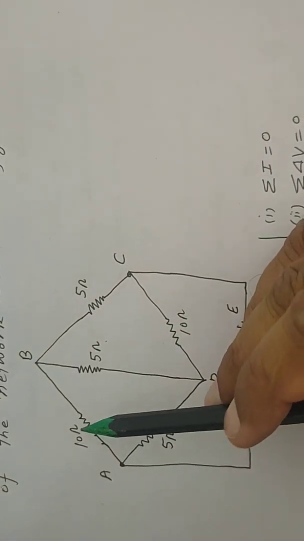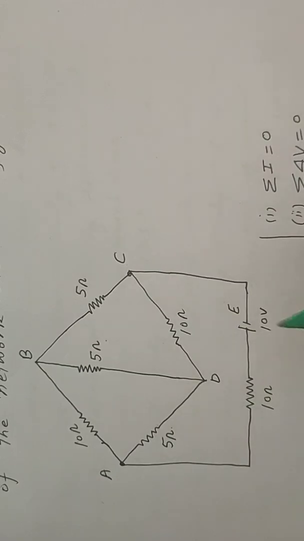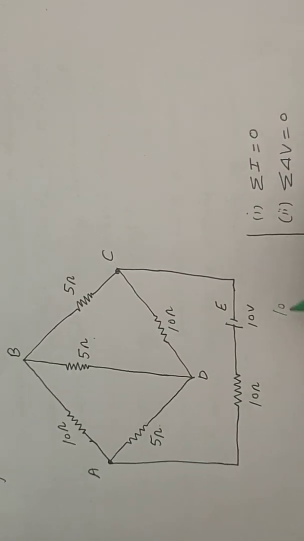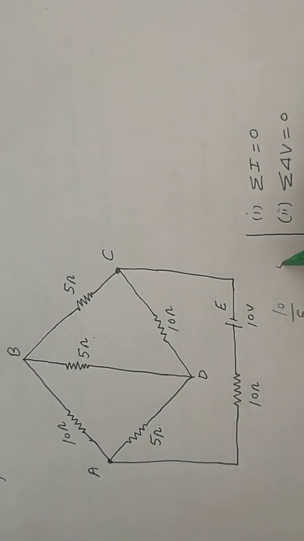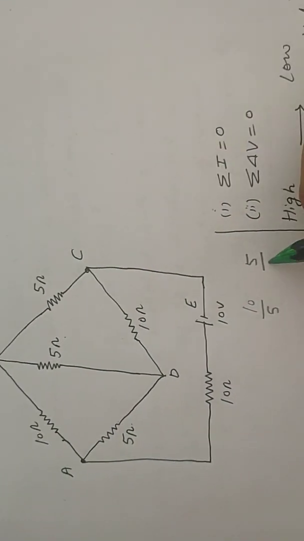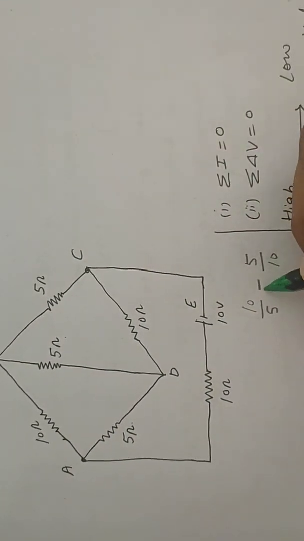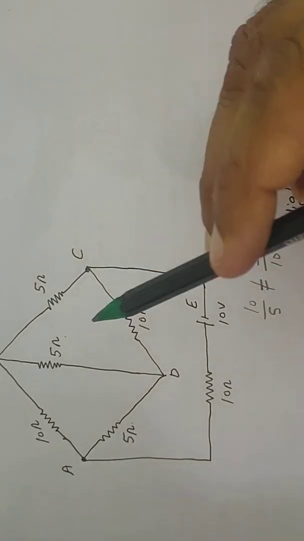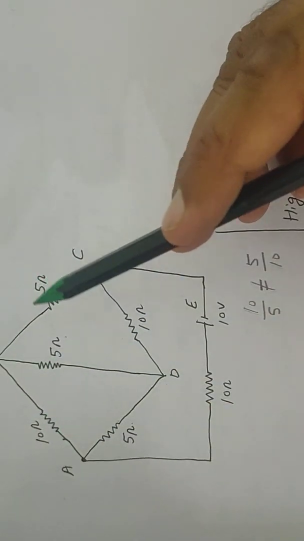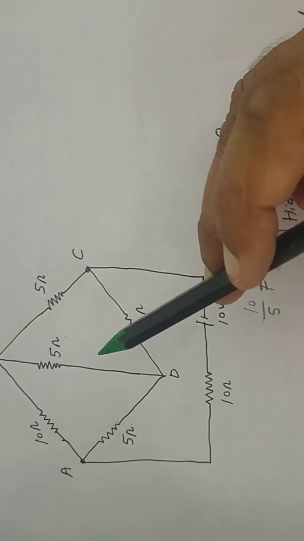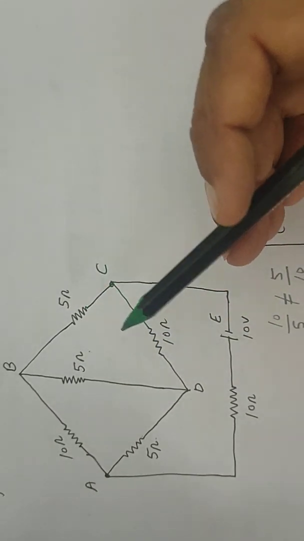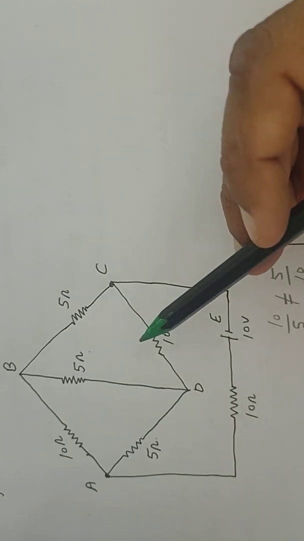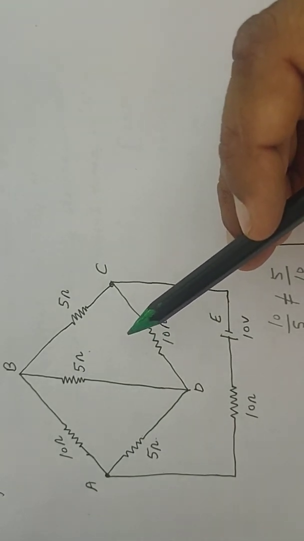Here we divide 10 ohm by 5 ohm resistance, 10 over 5, and 5 by 10, 5 over 10. These two are not equal, so these four resistances are not forming the balanced Wheatstone bridge. So to solve this, we will use Kirchhoff rules.